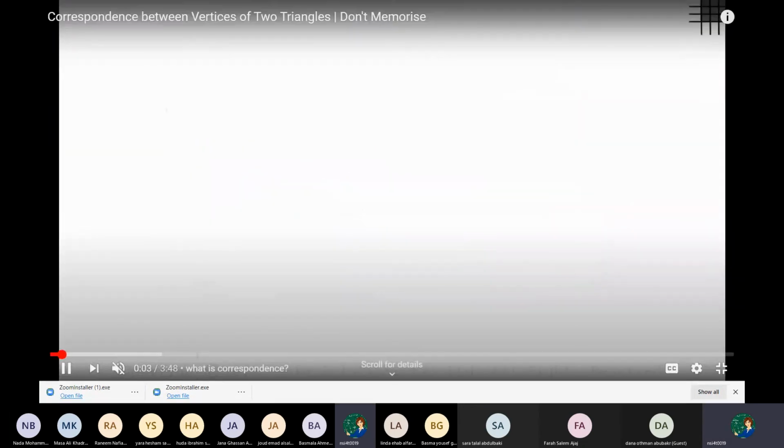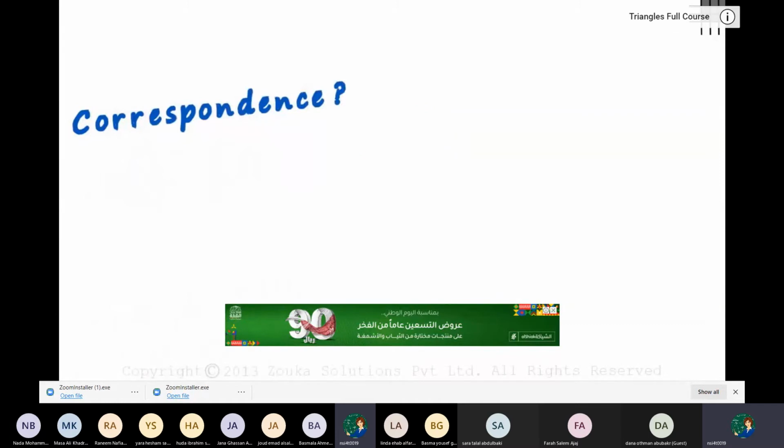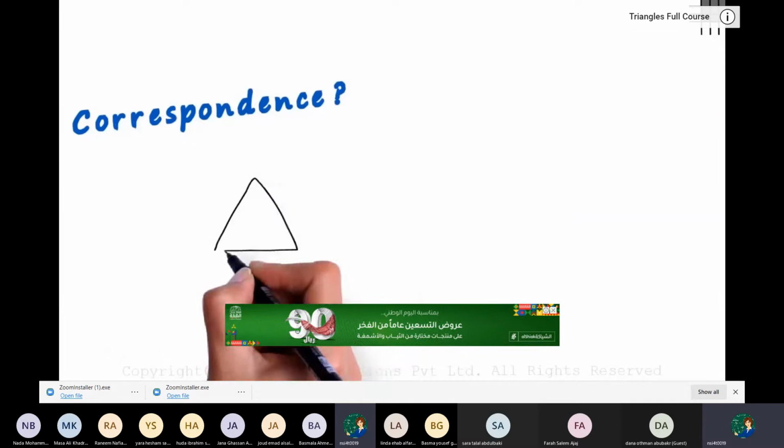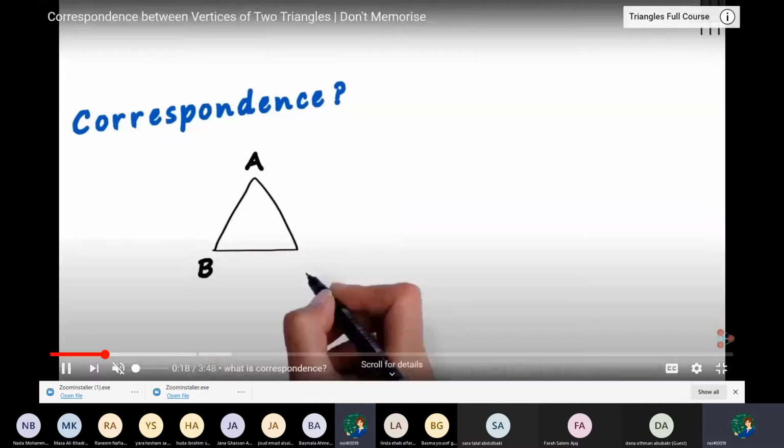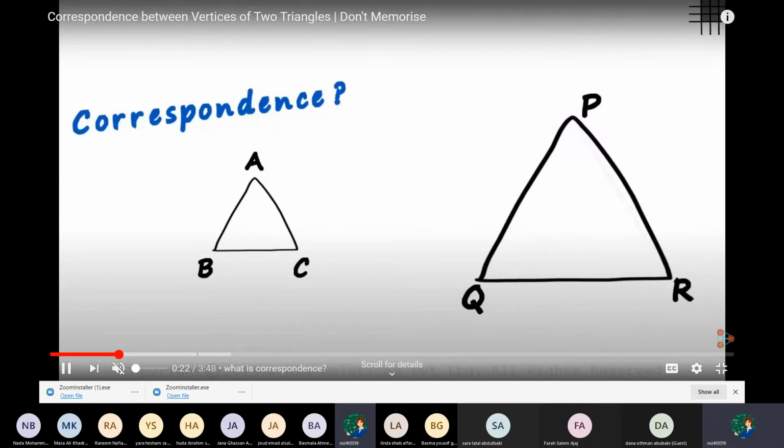So my question is, what's the meaning of corresponding elements? We know the meaning of congruent. But what's the meaning of corresponding elements? What's the meaning of correspondence? Look at these two triangles here, ABC and triangle PQR.